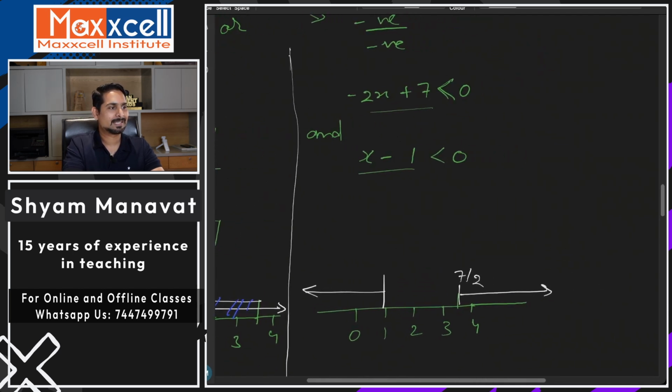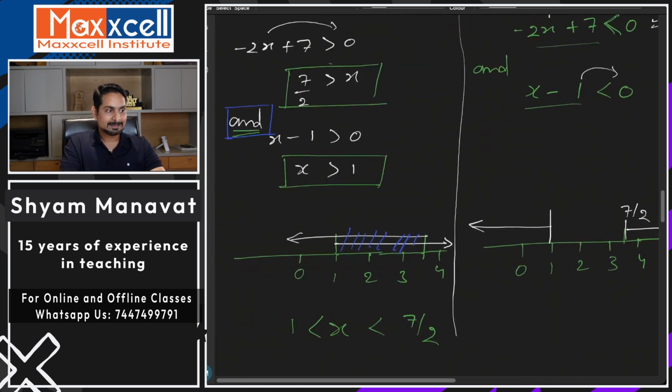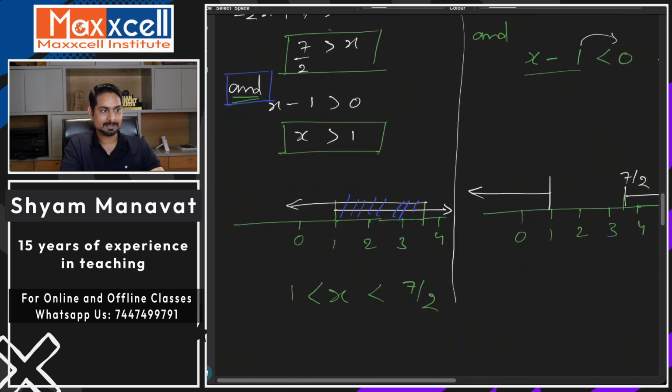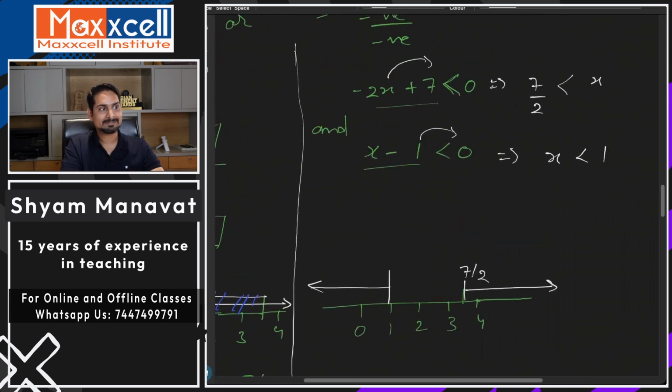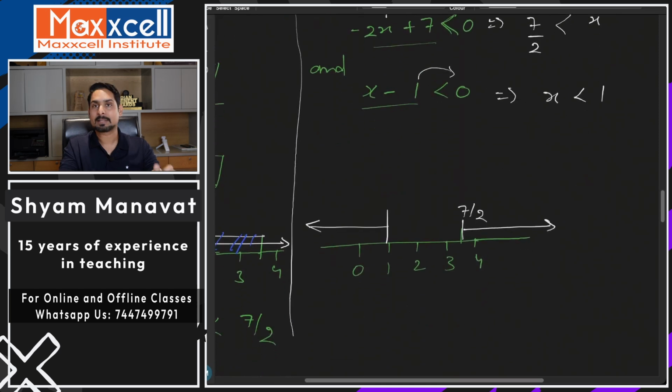If I solve this first one, I'll take 2x to the other side. So you get 2x more than 7, and then if you take 2 down into the denominator, x is more than 7 by 2. If you simplify the 1 on this side, you get x less than 1. You can understand this from the number line also. For the first case, x is more than 1 and less than 7 by 2. For the second case, where you change the sign of the inequality, the arrow will be reversed.